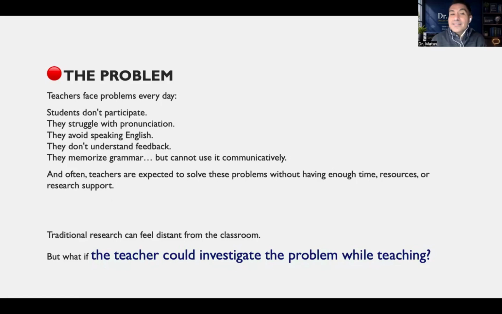So the problem here is that we teachers face problems every day. Students don't participate, they struggle with pronunciation, students avoid speaking English in class, they don't understand feedback, they memorize grammar but cannot use it communicatively. And often teachers are expected to solve these problems without having enough time, resources, or research support. Sometimes you need to demonstrate that students are making progress, but you don't know how to do it. Grades or marks are just not enough.